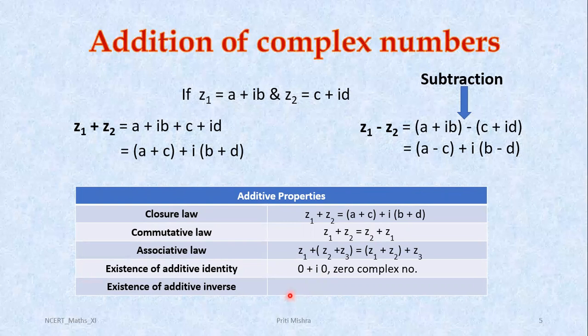Now existence of additive inverse. If we are having a complex number z equals a plus ib, then minus z equals minus a plus i times minus b will be the additive inverse. It is just like as we are having in the number system. As you know, for 4, we are having additive inverse minus 4. For 6, we are having minus 6. Just like that, for a plus ib, we are having minus a plus i times minus b.